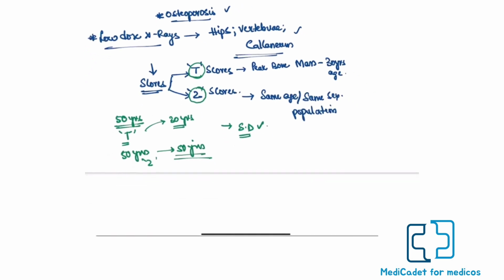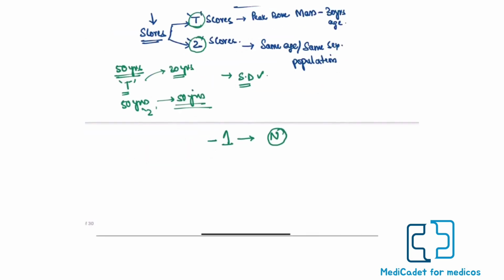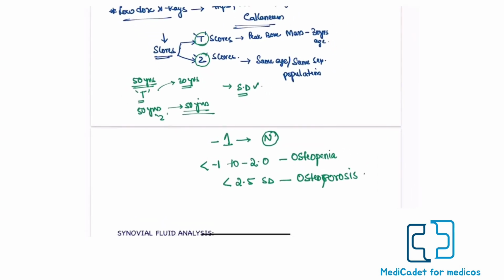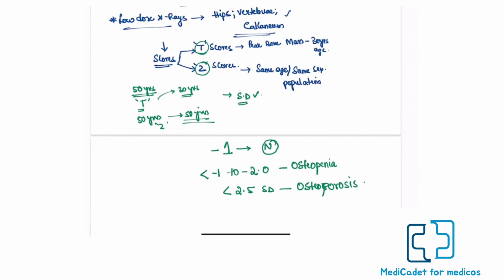If it is within one standard deviation, it is normal. If it is somewhere between 1 and 2.5 standard deviations less, it is osteopenia. And if it is less than 2.5 standard deviations, then it is osteoporosis. So that is how you have to interpret your DEXA scan based upon the standard deviations. So T is comparing to the peak bone mass, Z is comparing to the same age and same sex population. Whenever it is less than 2.5, you diagnose that patient as an osteoporosis patient, right? So that is about your DEXA scan.